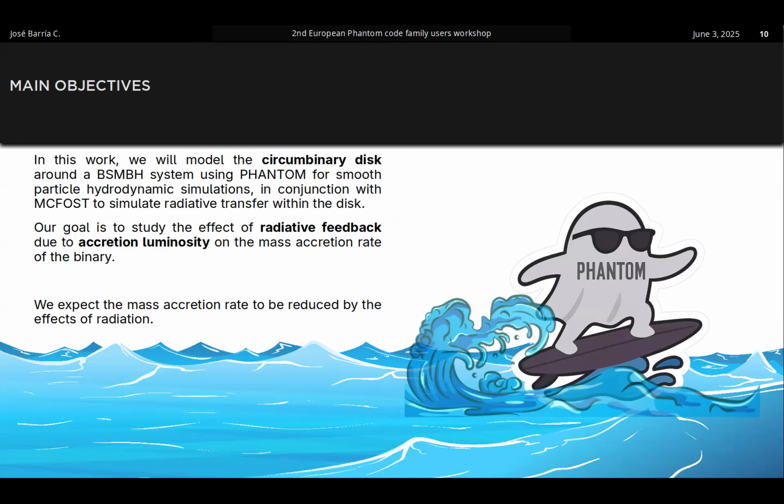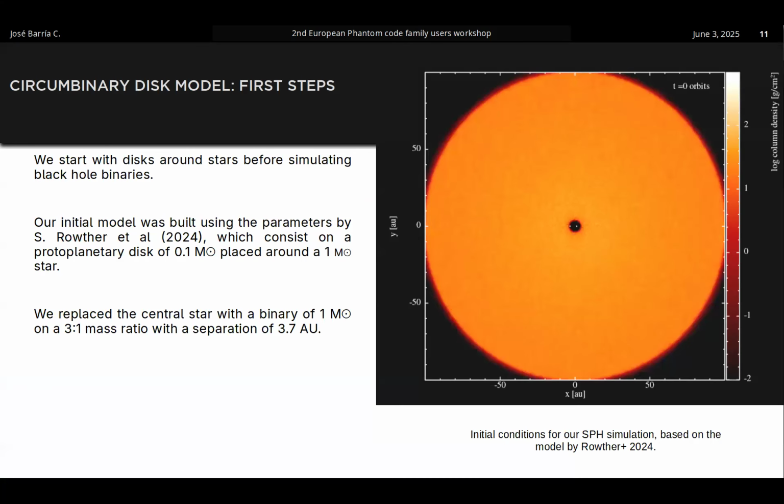So here we have a very early work in progress, I think. We experimented with a lot of configurations for the initial disk parameters, but eventually we settled on using the same parameters as Ragusa used in 2024, which consisted of a 0.1 solar mass disk around a single 1 solar mass star.